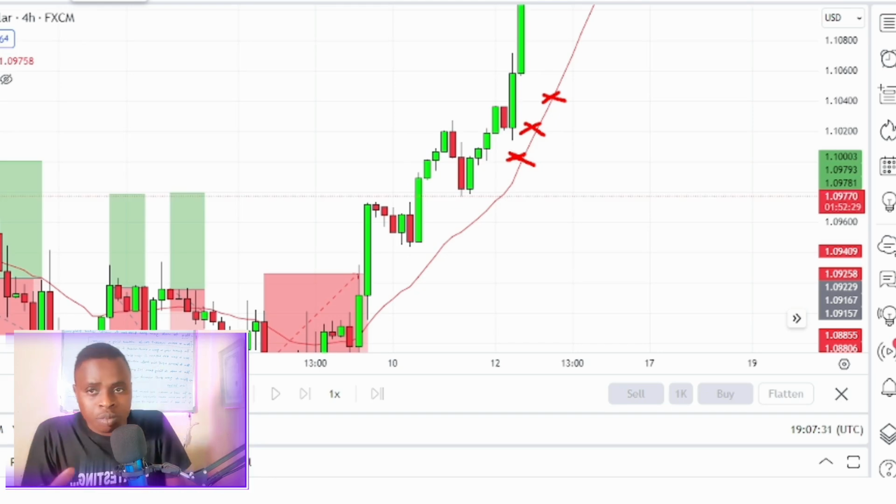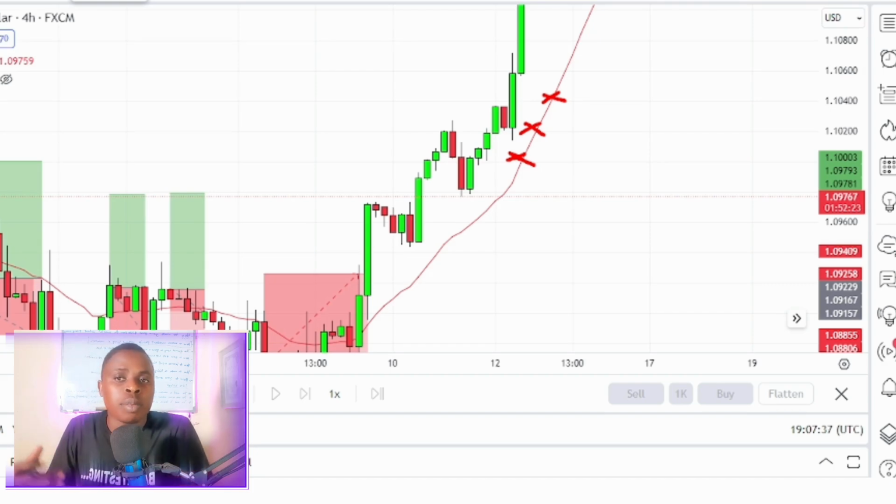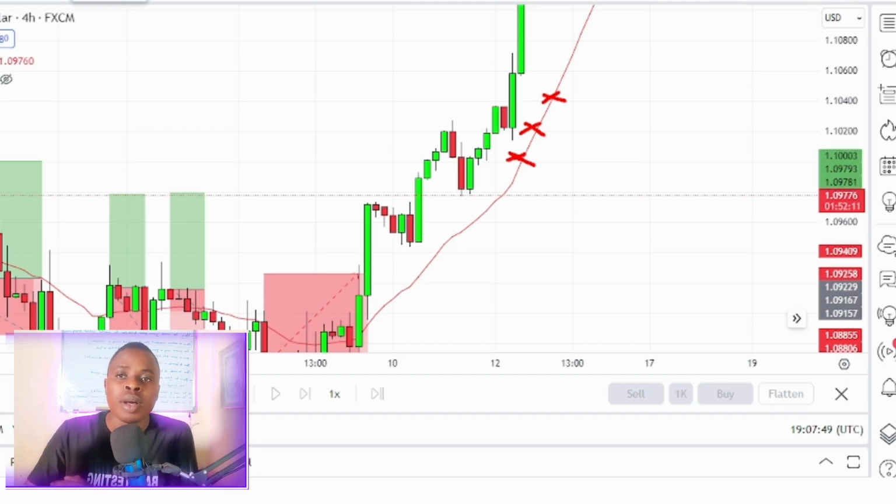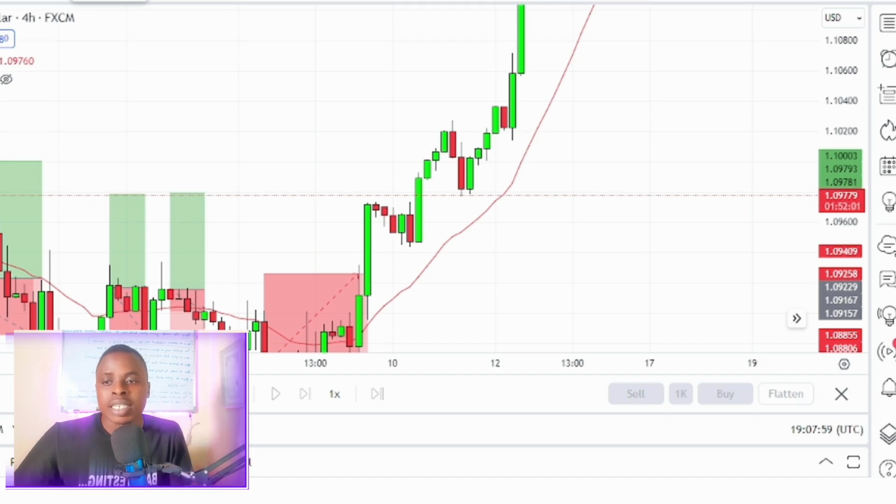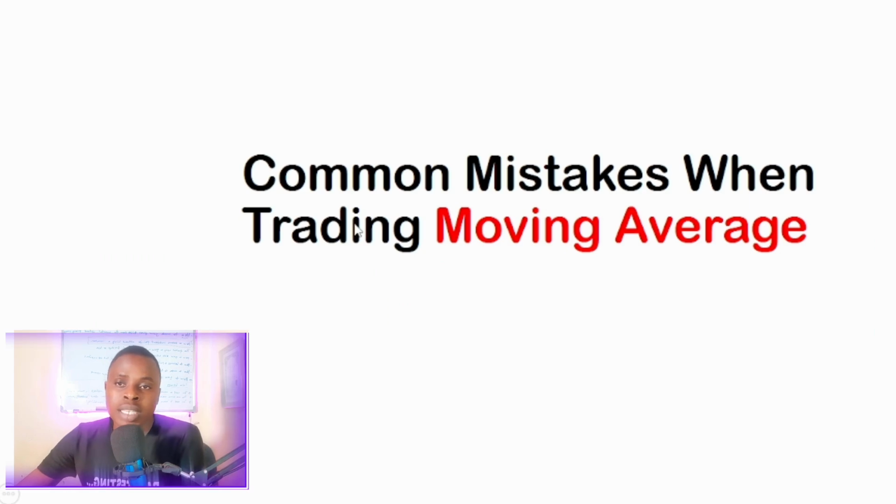So with this being said, you can clearly see now that if the market is going up, the moving average is going to be following where the market is going, because if the prices are going up, that means the average is also going up, just like the moving averages, right? Now that we understand how the moving average is created, let's talk about some of the mistakes that people make when trading the moving averages.